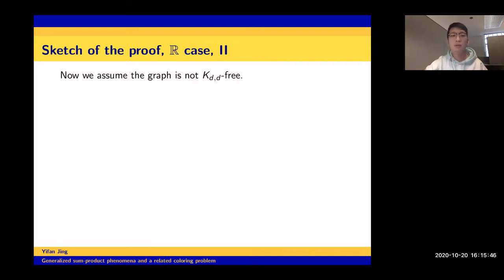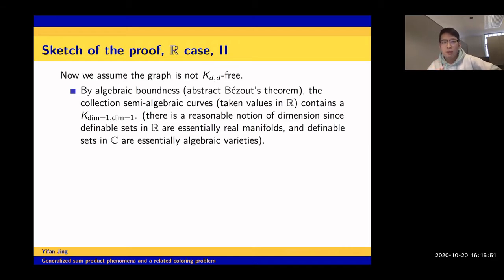Okay, I will just give you a sketch of the proof without going into details. So first step, we use this algebraic boundedness. It can be seen as an abstract Zeeuw theorem. So the graph is semi-algebraic, so we can define a reasonable dimension, because basically definable sets in R are essentially real manifolds and definable sets in C are essentially algebraic varieties. So there is a good notion of dimension. And then by this algebraic boundedness, basically the intersection is bounded by a constant, or it has dimension 1 intersection.